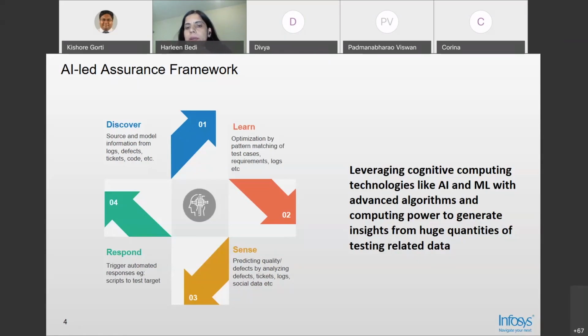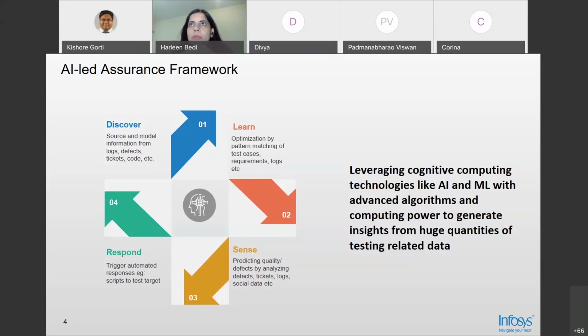And once the models are trained enough, they should have the ability to sense, right? So they should be able to identify what they have been built for. Maybe they should be able to tell me that these are two correlated defects, or these are correlated areas based upon the way I have built the models. Or they should be able to tell me that these are the impacted scripts when something changes. So whatever it could be for which I have built the model, they should be able to sense, and finally respond.